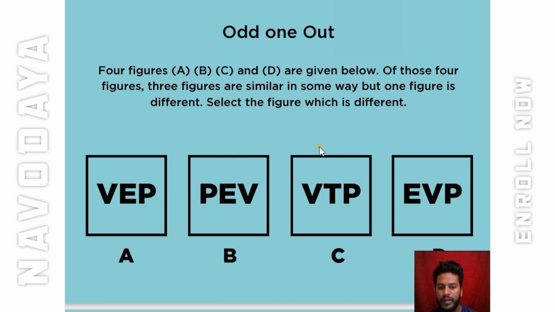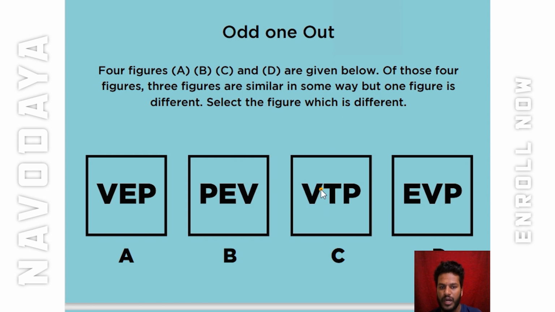So we need to identify that this is not matching. The remaining three match with the alphabets which are present. But when it comes to C, it's completely different. We have an extra alphabet T which is not there in A, B, and D. So this is the odd one out, which we need to take out. So the answer of this particular question is C.